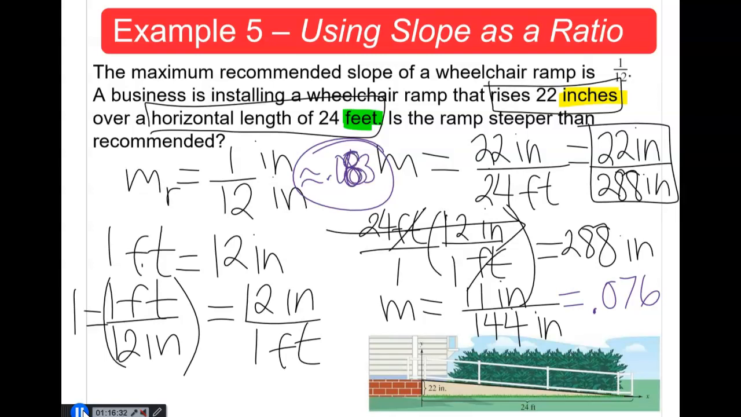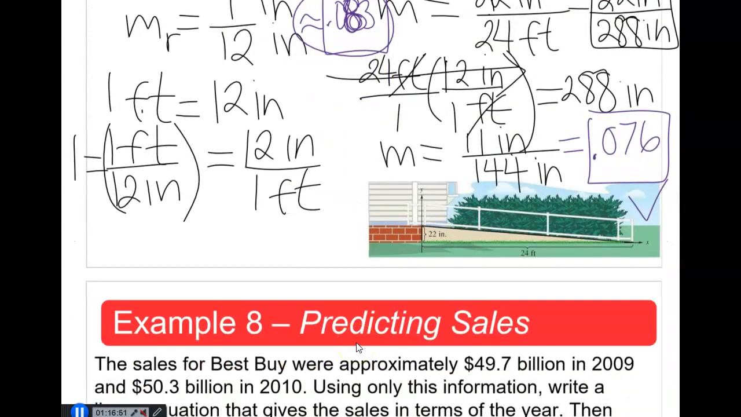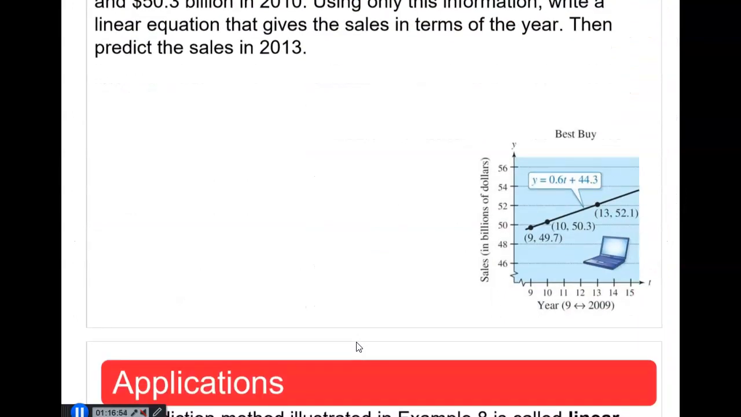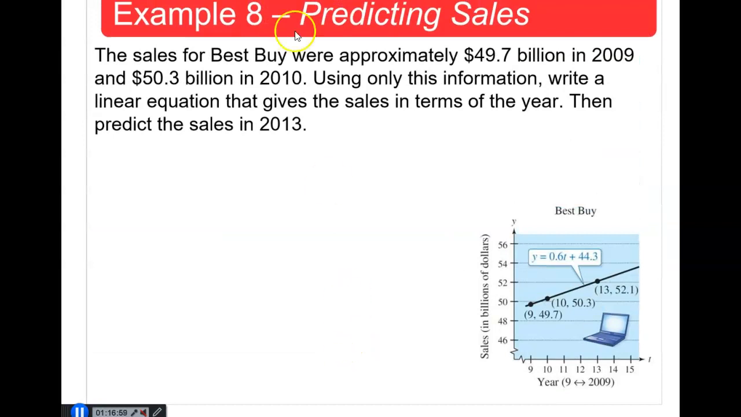If you compare those two, you could see that the recommended one is the one that is higher, so therefore it is steeper. So then the one that was built is not steeper than the recommendation. So I guess they are okay. They will not get in trouble for building that ramp. Now we have the very last problem. It says the sales for Best Buy are approximately 49.7 billion in 2009, and we could see that point is here.